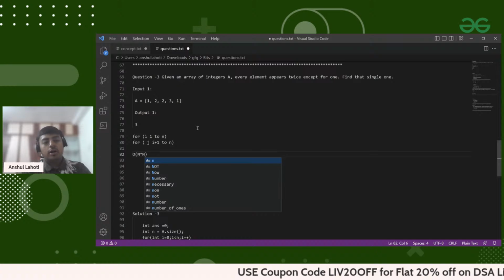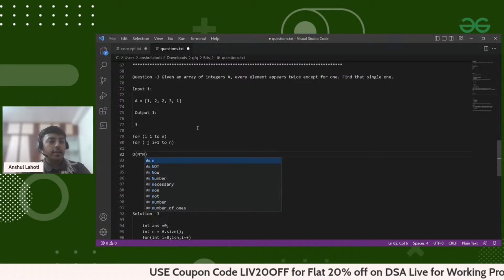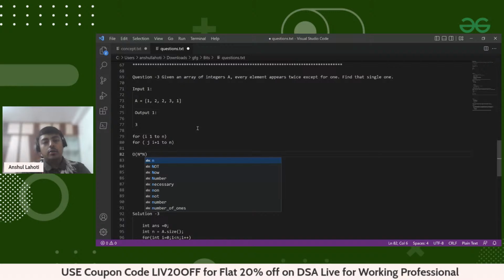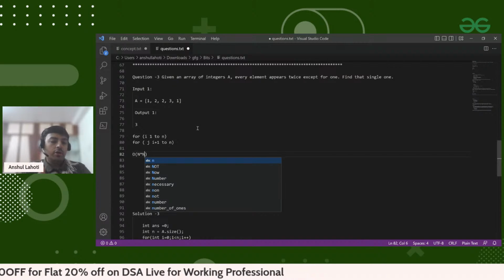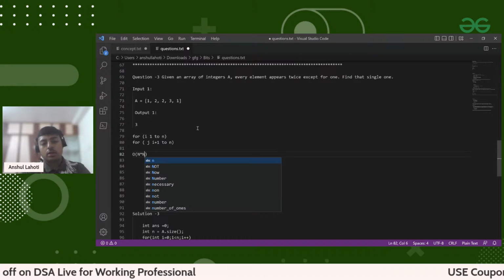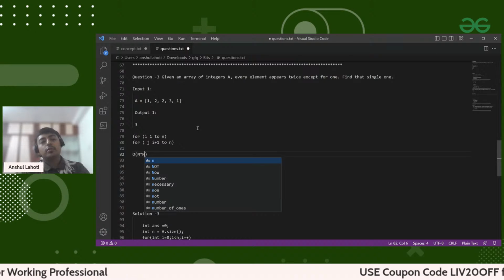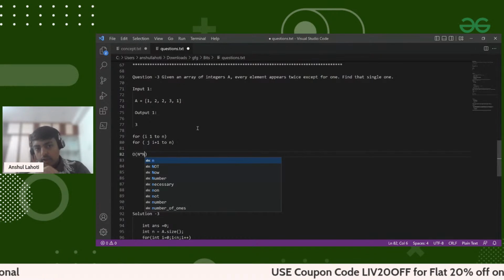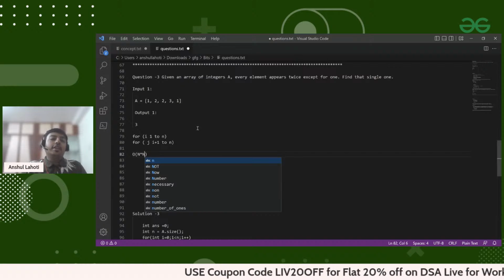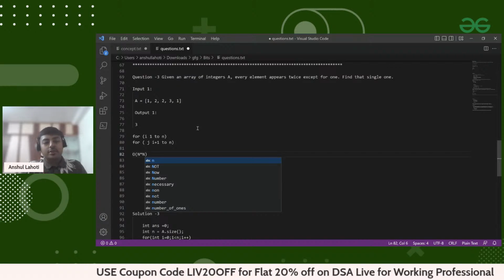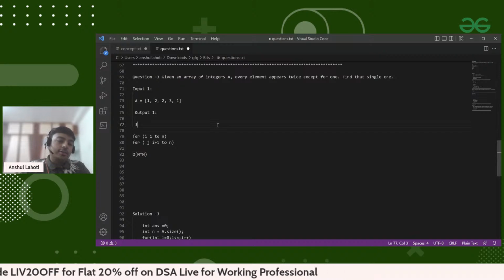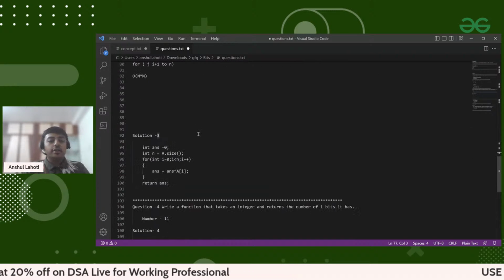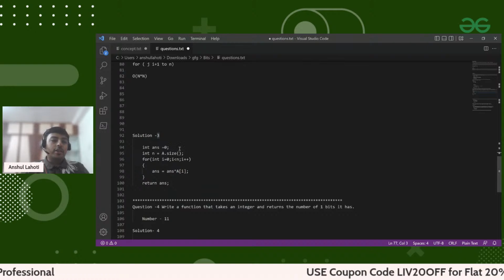You are doing a simple job, like finding a non-duplicate number. It's a very easy job and you are doing it in O of n square. So this is not an optimal solution. So here again, you will need the concept of bitwise XOR. The solution is very easy, but you have to think of that.